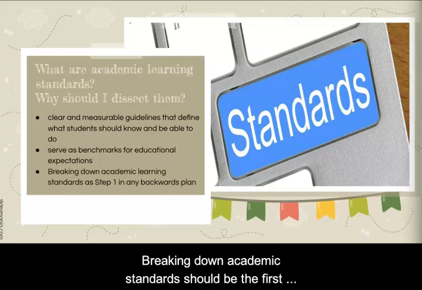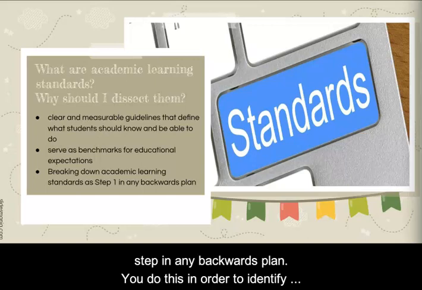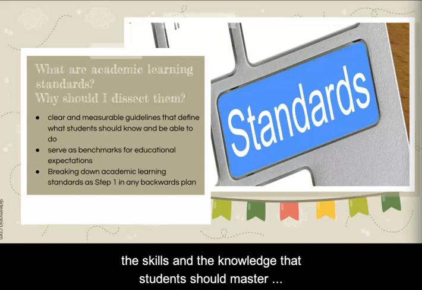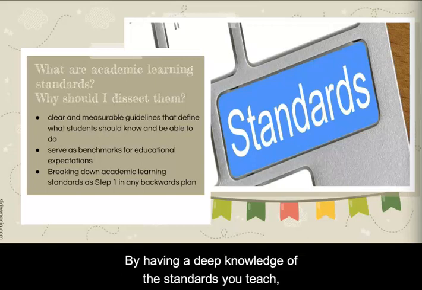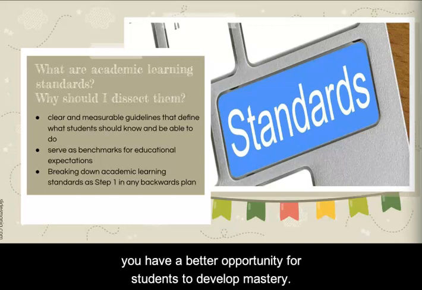Breaking down academic standards should be the first step in any backwards plan. You do this in order to identify the skills and the knowledge that students should master for any given standard. By having a deep knowledge of the standards you teach, you have a better opportunity for students to develop mastery.